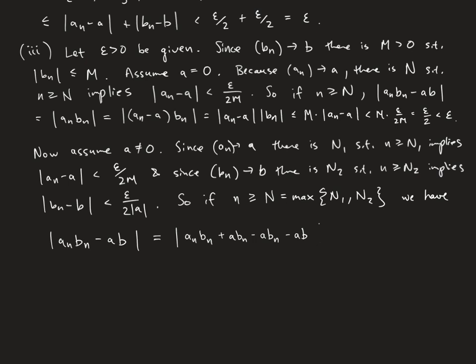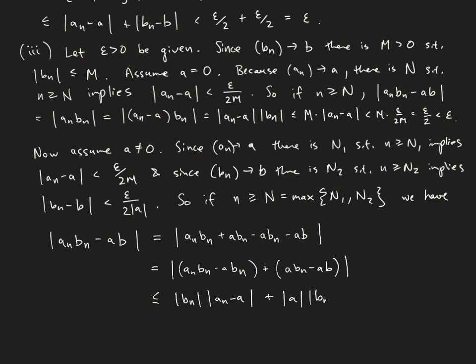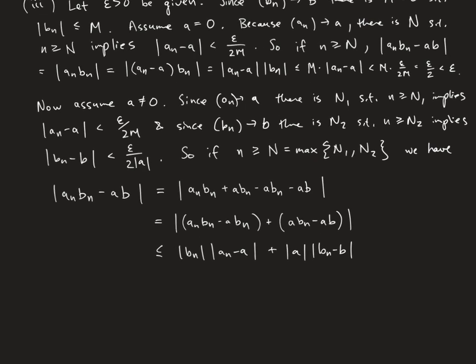So that is equal to |an bn − abn + abn − ab|, and that's less than or equal to, just doing a couple things at once, we have the |bn| times |an − a|, plus |a| times |bn − b|.